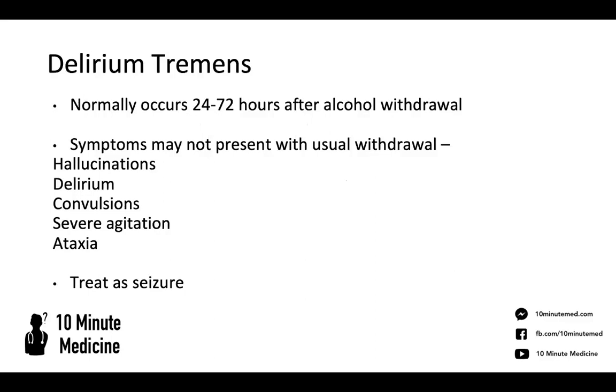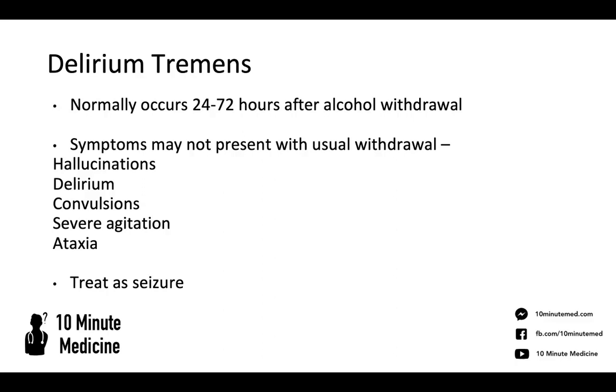Finally, some things to be aware of. Delirium tremens normally occurs about 24 to 72 hours after alcohol withdrawal. Usually patients who present with alcohol withdrawal symptoms on a ward that hasn't been picked up prior don't present within the first 24 hours, and it doesn't always present as usual withdrawal symptoms. You'll tend to see the more severe symptoms in patients whose alcohol withdrawal doesn't get picked up early. That includes hallucinations and delirium. Of course, delirium tremens itself are the convulsions. They become severely agitated and ataxic.